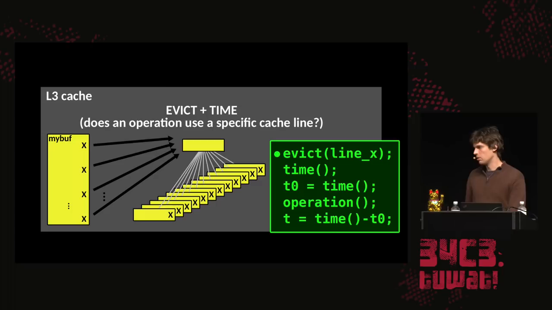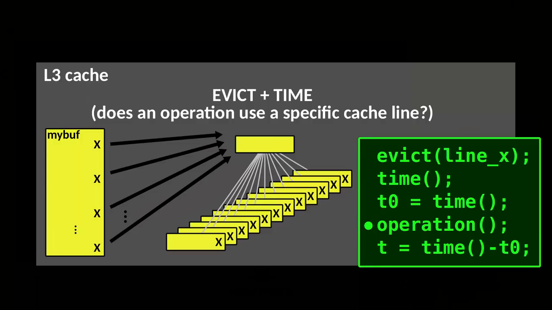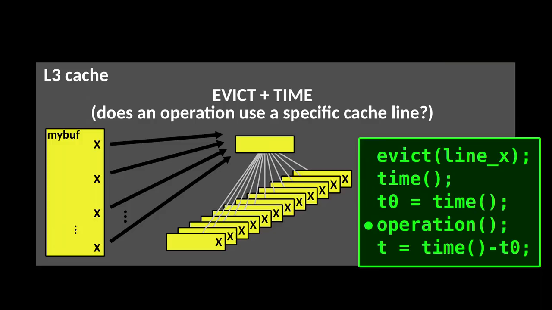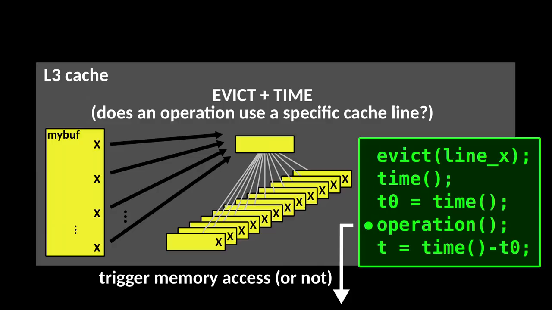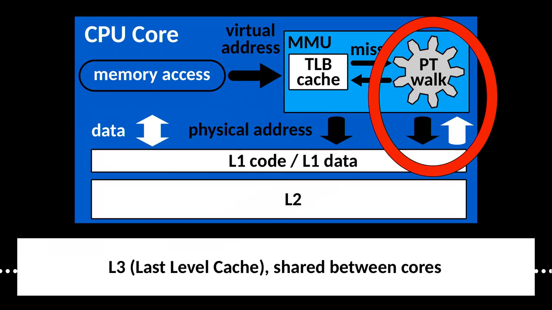So then we proceed to do an operation. We take a timestamp, we do an operation, and we time how long this takes. If this operation needs to do something with a physical memory cache line which maps into this cache set, it will take longer because we'll have to do a memory access, and memory accesses are really slow compared to cache hits on modern computers. So this way we can see if this operation depends on the physical memory location which maps into this cache set. So how does this apply to the page table walk, which we'll attack?